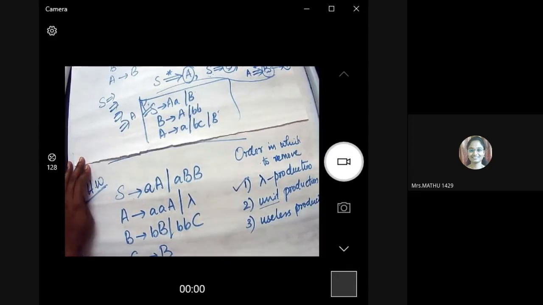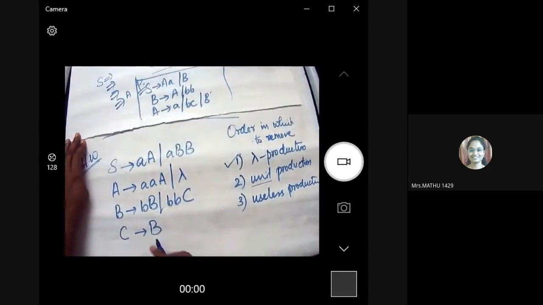This is the homework problem where you remove lambda production, unit production, as well as useless production, and finally bring out the simplified context-free grammar.